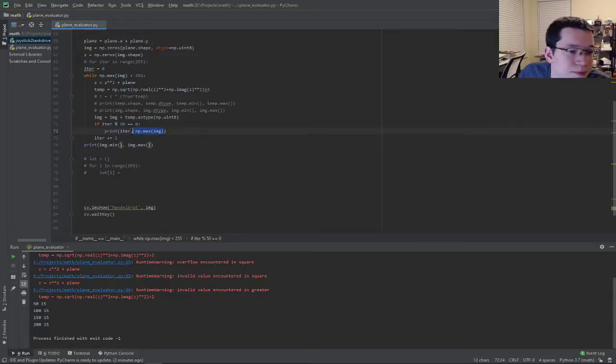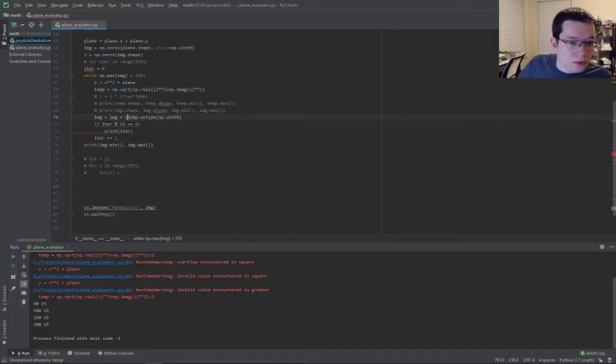Okay. So square it, add the number, temp equals the magnitude greater than 2. So anywhere the magnitude is greater than 2, we will add it here. Okay. Temp greater than 2.